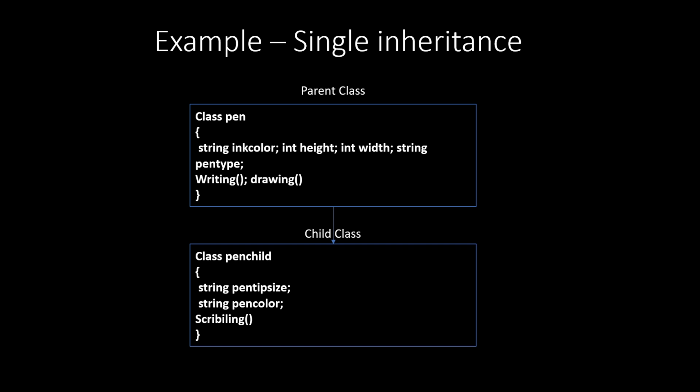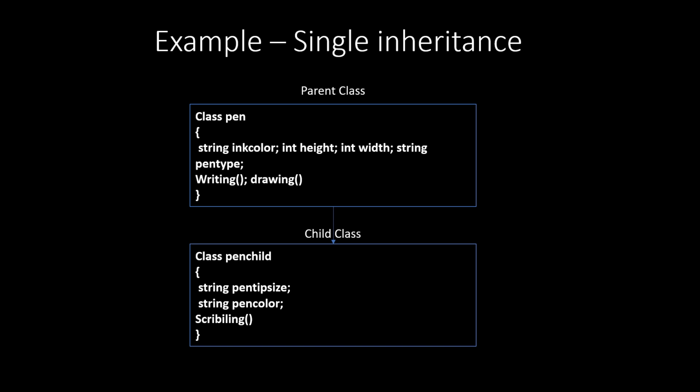Single inheritance in the sense a parent and a child, that's all. We have only two classes here, a parent class and a child class. So the child class can access all the data properties and functions of the parent class. If you create an object based on the child class, that object can access the parent class data properties and functions from the child object. This is called single inheritance.